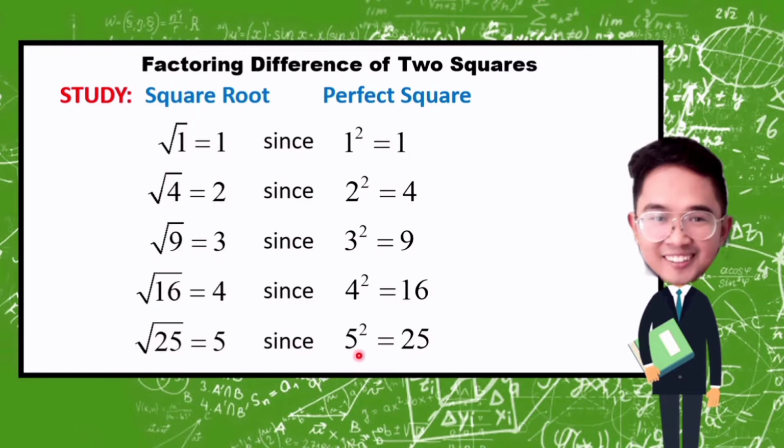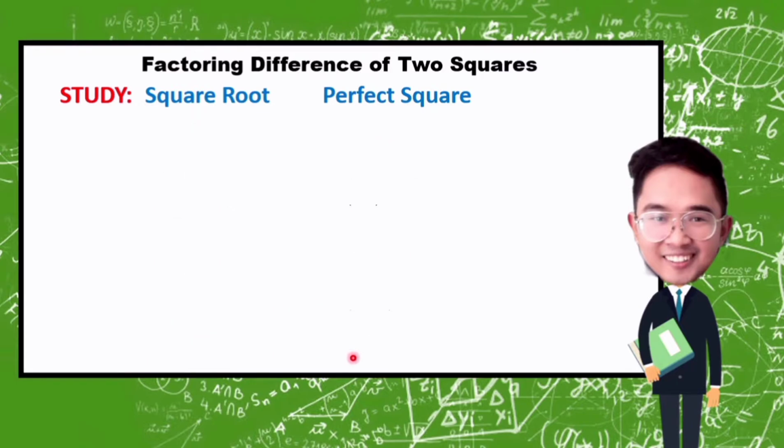Again, remember that the exponent tells you how many times you are going to multiply the base by itself. So if we are going to expand this, it will become 5 times 5. Let's now proceed to the variables. Square root of x squared is equal to x, since the quantity of x raised to 2 is equal to x squared.